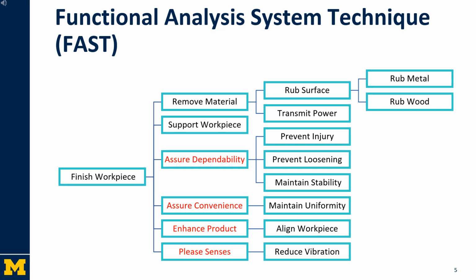Now coming to function analysis system technique diagram, the task function is to finish the workpiece either made of metal or wood. Here finishing workpiece involves different types of operations like shaping edges, smoothing surfaces, removing paint, removing excess material, etc. There are two primary functions. One is removing material and the other is to support the workpiece. The remove material function further branches out into basic functions, and then as you can see there are few supporting functions as well.